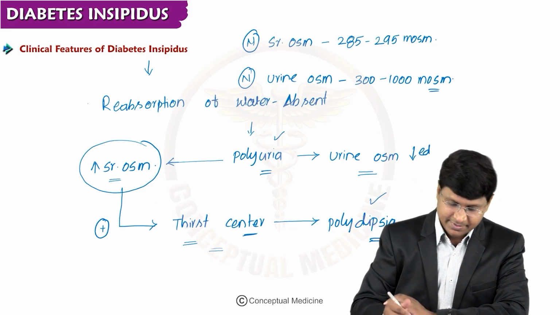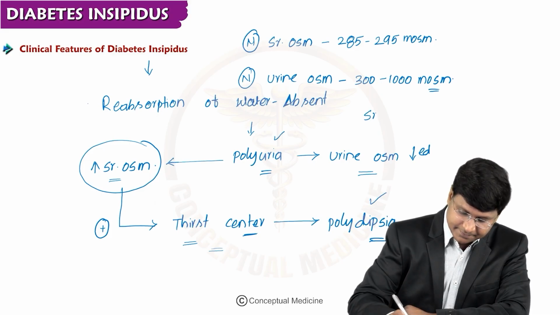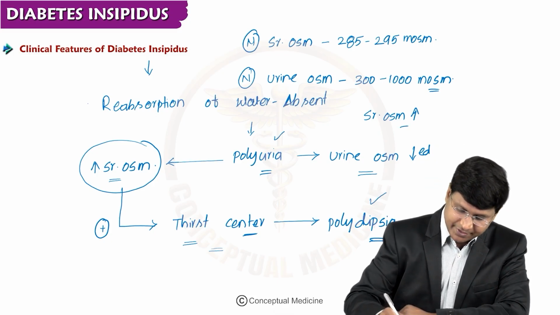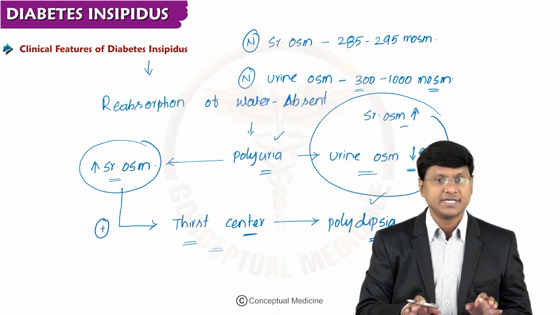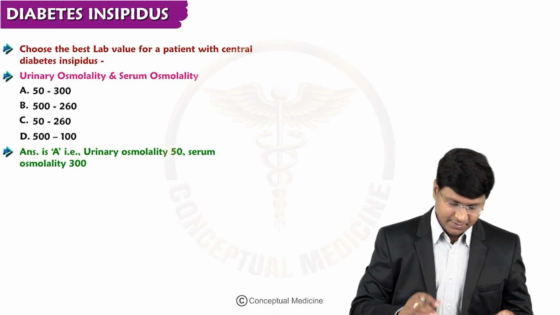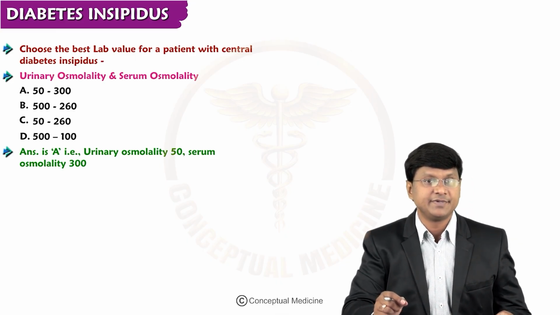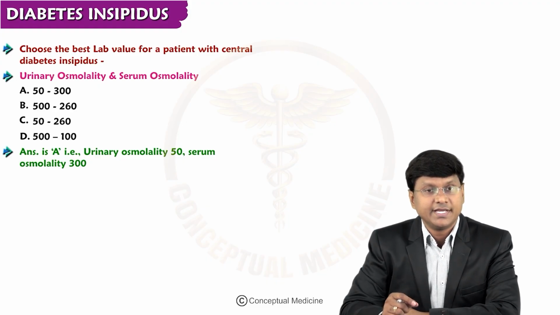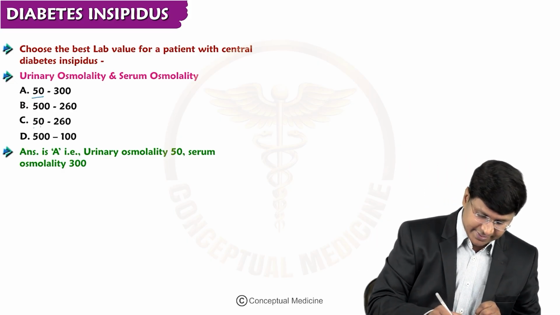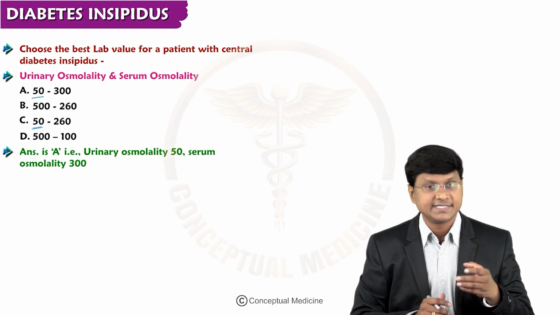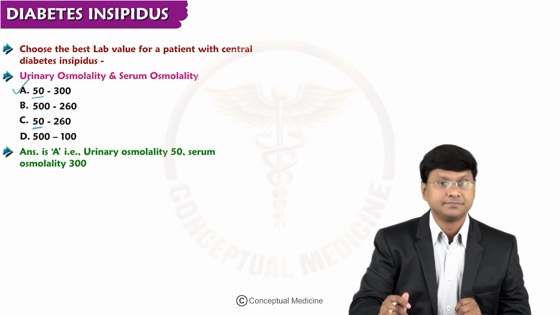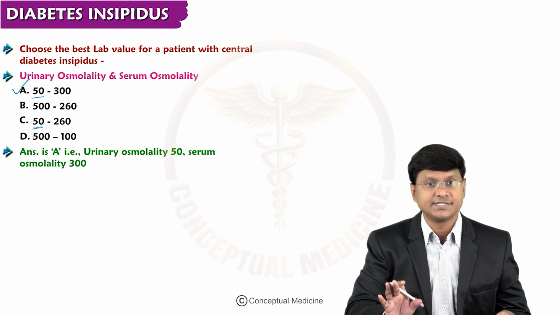So now what will happen in diabetes insipidus? In diabetes insipidus, the serum osmolality should increase, that means it should be more than 295. And urine osmolality should decrease, that means it should be less than 300. Now, with the same concept, we will go back to the question we were discussing. Choose the best lab value for a patient with central diabetes insipidus. If you go through the options, the decreased urine osmolality which we see in diabetes insipidus appears in two options, A and B. But among A and C, the serum osmolality is increased in A. So 50 by 300 is the correct answer to this question.